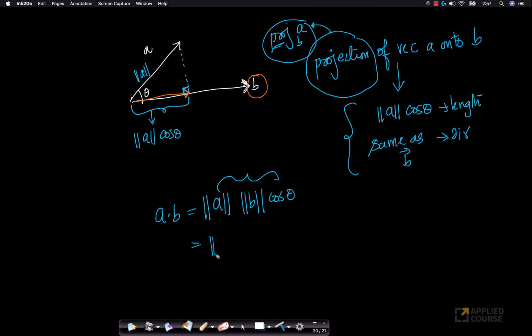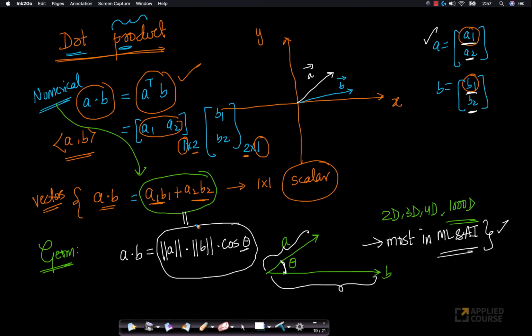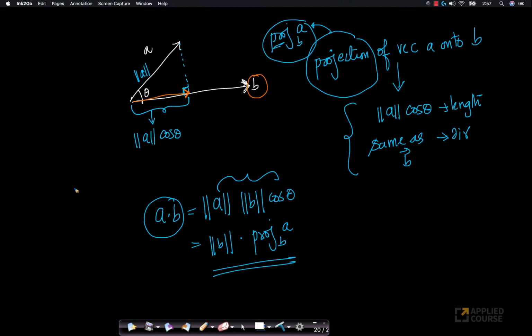So I can write the dot product also as the length of vector B multiplied by the projection of vector A onto vector B. This is another way to define the dot product. So we have seen three ways of defining it. One is the numerical way: if you give me the coordinates of these two vectors, I can define the dot product. We've also seen a different way of representing it geometrically by using the angle between them. We can also write the dot product using the projection of one vector onto the other vector.